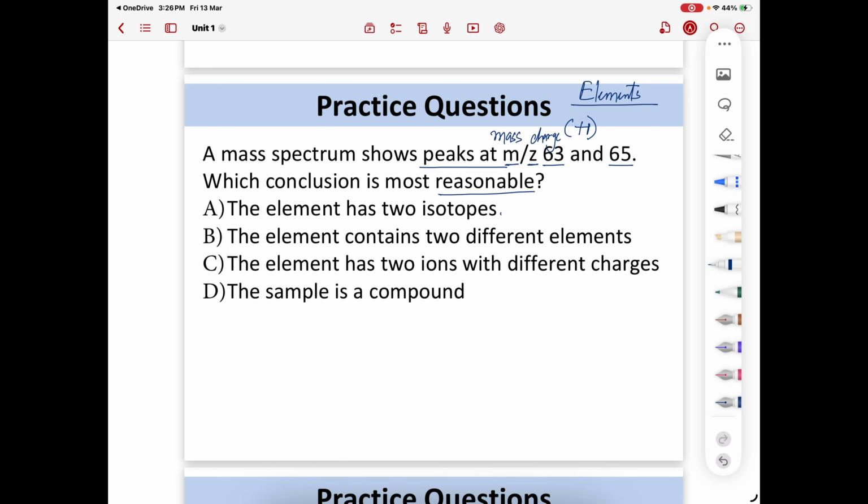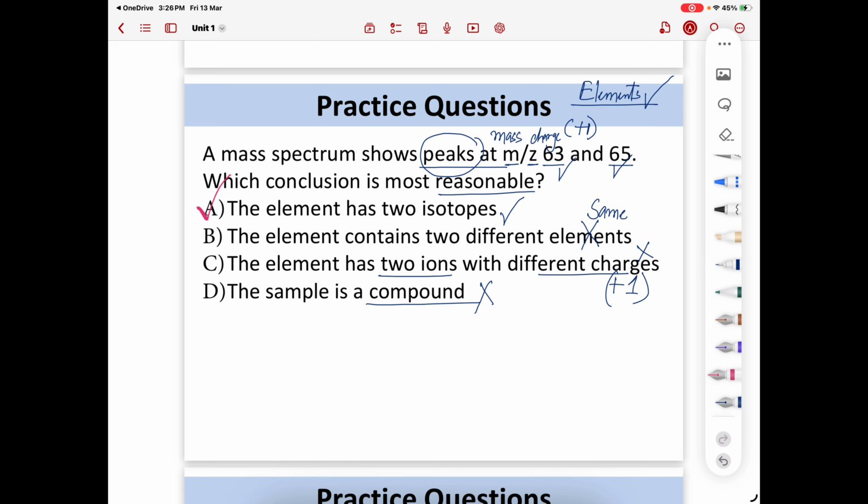The element has 2 isotopes. You can see here there are 2 peaks. Two peaks means 2 isotopes. Probably this is going to be my answer, but let's check the rest of them. The element contains 2 different elements. I told you they will be the same element. The element has 2 ions with different charges. No, the charge will always be +1 at your level. The sample is a compound. As I told you, you will always have elements, you won't have compounds. So the answer is A for us.